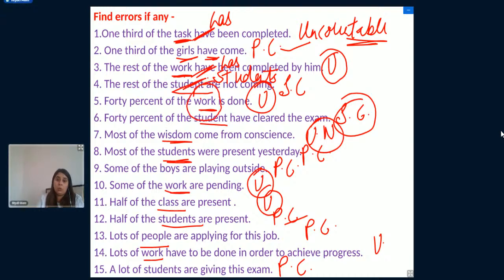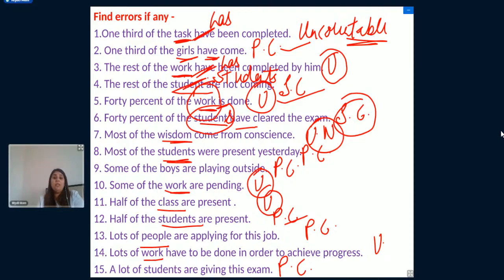40% of the work is done. Uncountable noun. Given, singular verb is there, the sentence is totally correct. 40% of the students have cleared the exam. Again, singular countable noun is not possible after these words, so we should change it to students. Now the given verb is plural, which is totally right. Most of the wisdom come from conscience.